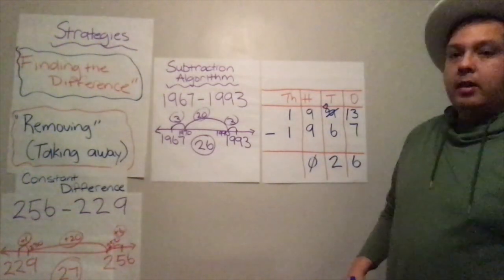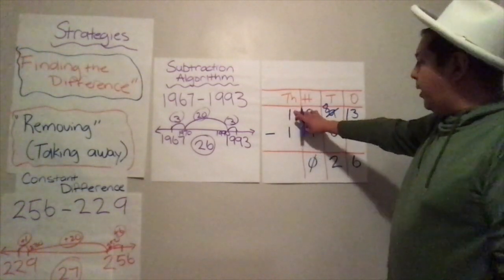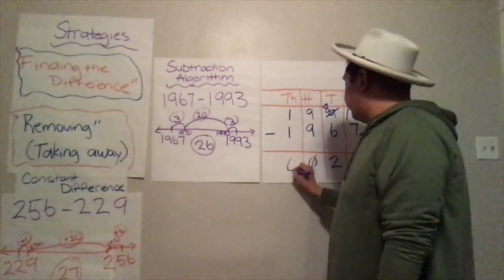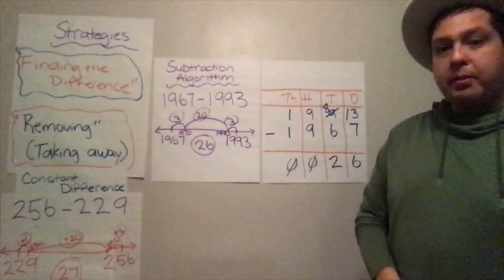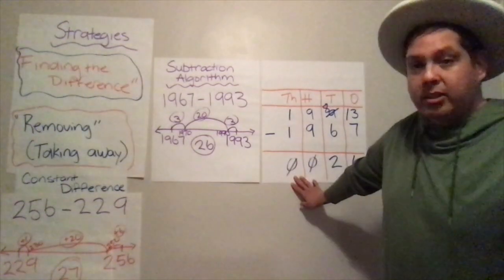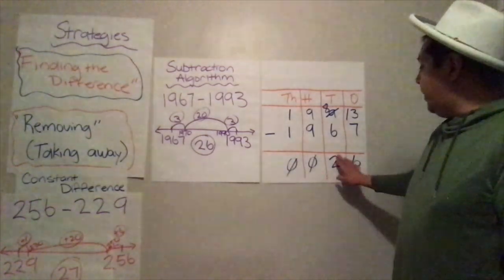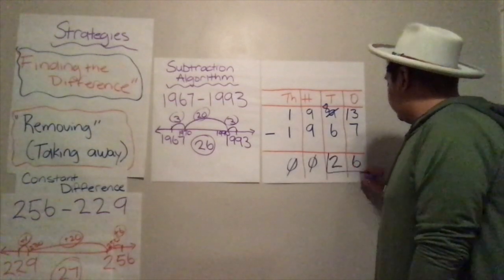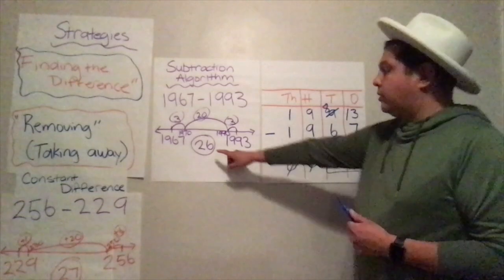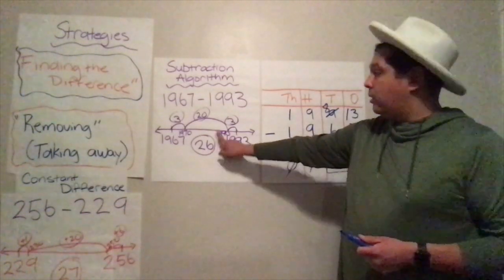Last but not least, same thing we're going to do in the thousands. We're going to subtract that 1 bundle of the thousands minus 1 bundle of the thousands, and that'll also give us 0. Just because the number 0 is down here, that doesn't mean that this doesn't exist. The zeros can be here as a placeholder. But we are still left with a total of 26. Same answer that we got here with our number line.